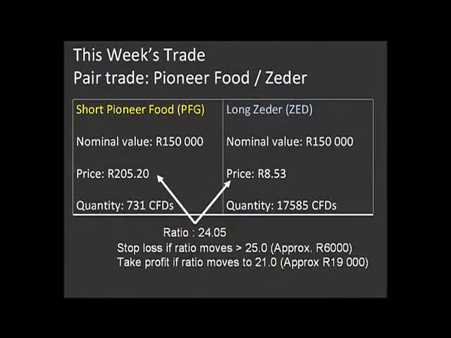Now, what did we do? Well, last week we put the pairs trade on, and I went short of Pioneer Foods with a notional value of 150,000 Rand. I did that at a price of 205 Rand 20 cents on Pioneer Foods. So it meant that we shorted 731 CFDs of Pioneer Foods. Against that, I then went long of ZED, also with a notional value of 150,000 Rand. The price then was 8 Rand 53, and the quantity therefore was 17,585 CFDs.